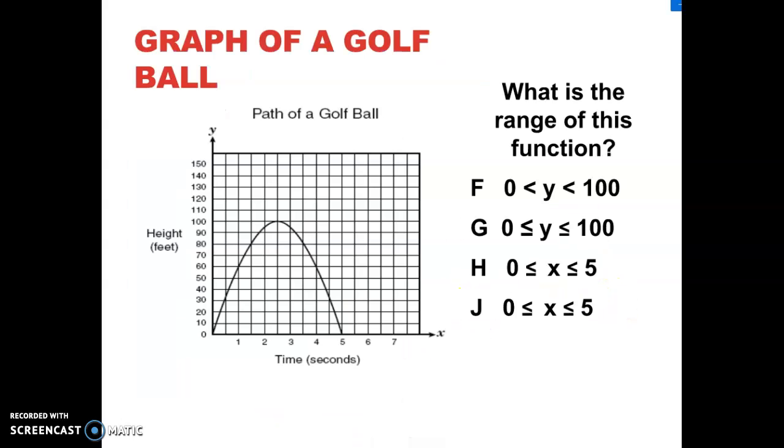Here I've got a problem for you to do. So take a moment, hit pause, and identify which of these is the correct answer for the range of this graph. Okay, hopefully you got an answer.